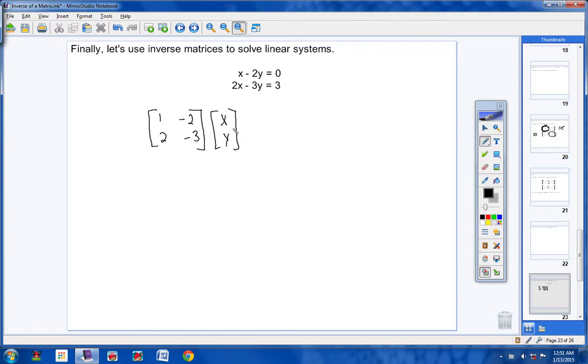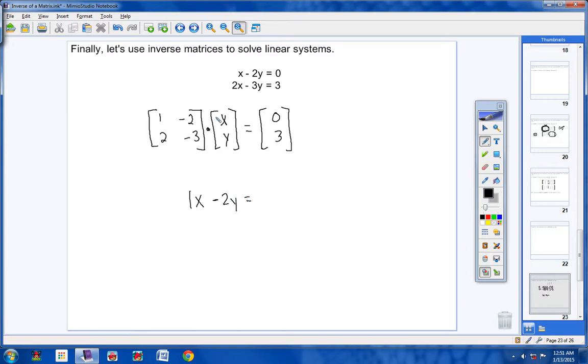Why do I put an X and a Y? Because you're solving for X and Y. And then you put equals, and then you put your constant terms right here. Now students, please listen to me. I want to show you how this works. If you were to multiply these two together, you would take row times column, correct? I've taught you that. You know that. So you're really taking 1 times X and -2 times Y.